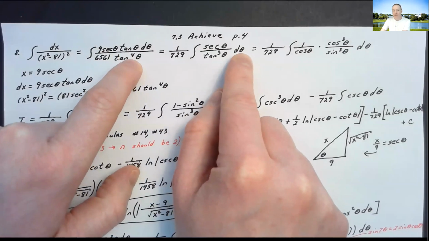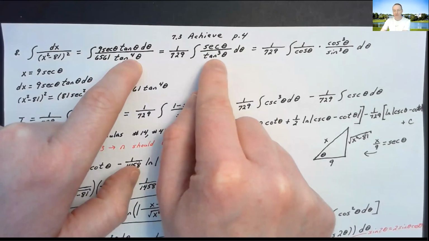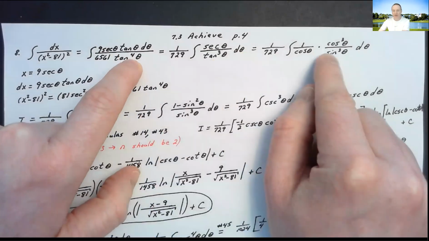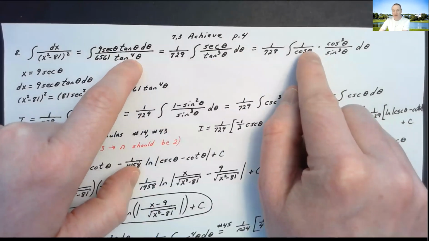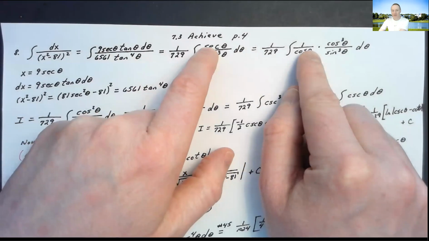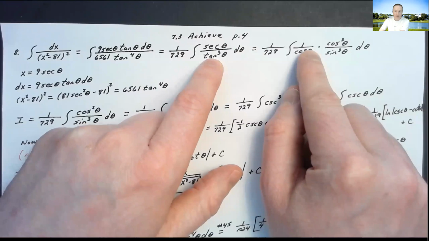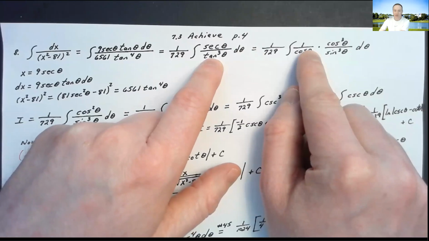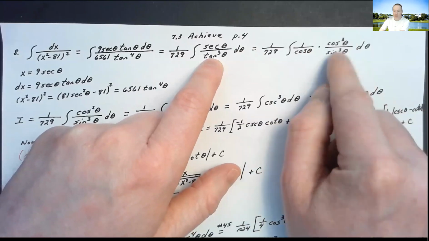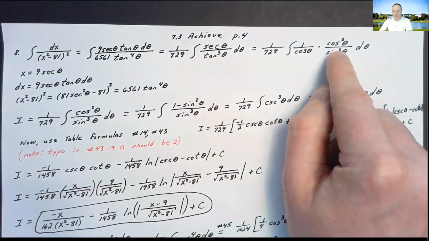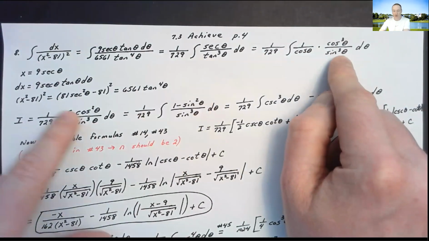As in a similar problem, I can't work with it in this format, but I'll just go ahead and change everything to sines and cosines. Secant is 1 over cosine. You're dividing by tangent cubed. Tangent cubed is sine cubed over cosine cubed. If you divide by a fraction, you multiply by that fraction's reciprocal. That's where the cosine cubed over sine cubed came from.